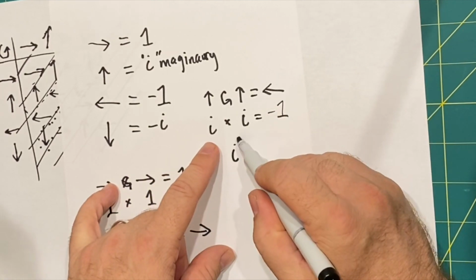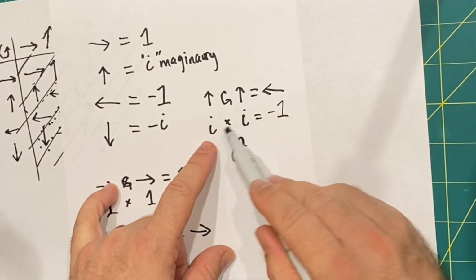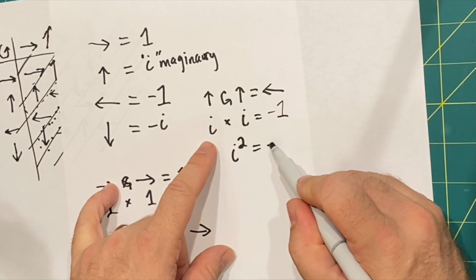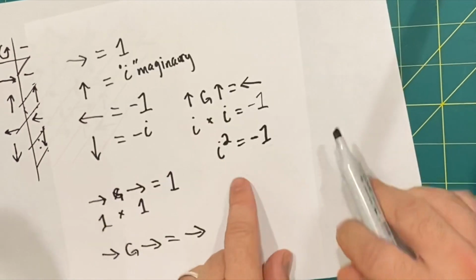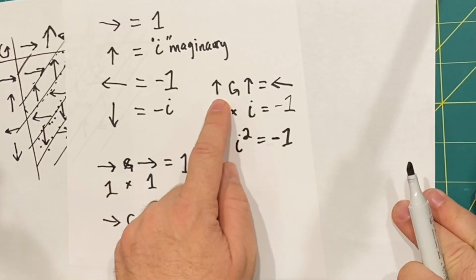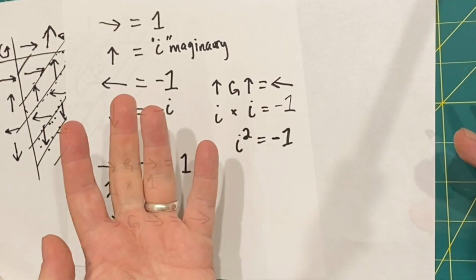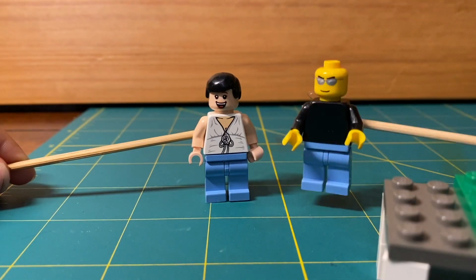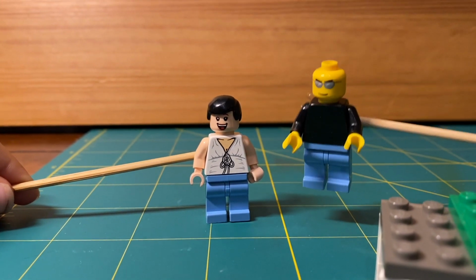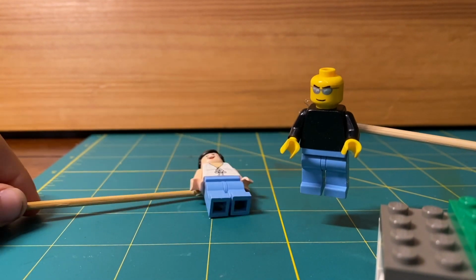The other way of writing this is you put a little 2 here to mean you're multiplying I times itself. I squared equals -1. And what does that mean? It means if you rotate an up arrow by 2 turns, it's facing left. That's all it means. Isn't that funny? Okay, that's it. Zula, was that kind of cool? No.